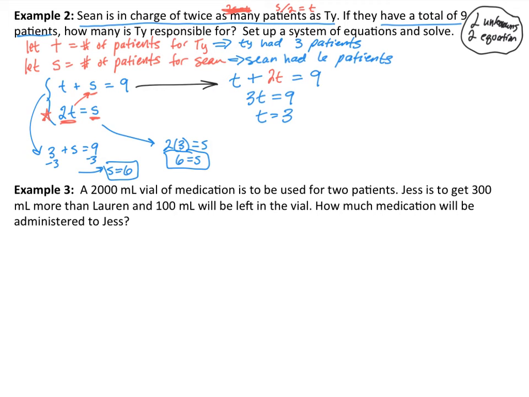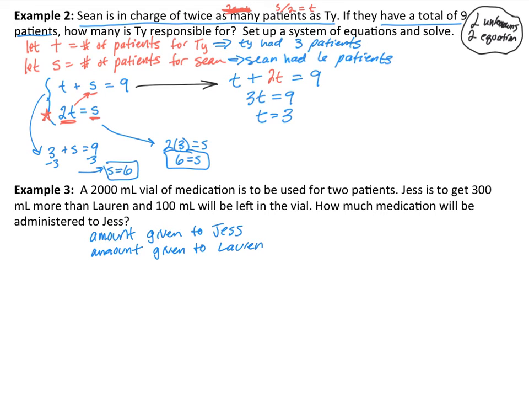We said how much will be administered to Jess, but we want to look for both. So the 2 things I don't know in this case: I don't know the amount given to Jess, and I also don't know the amount given to Lauren. So those are the 2 things I don't know. So I'm going to write those down.